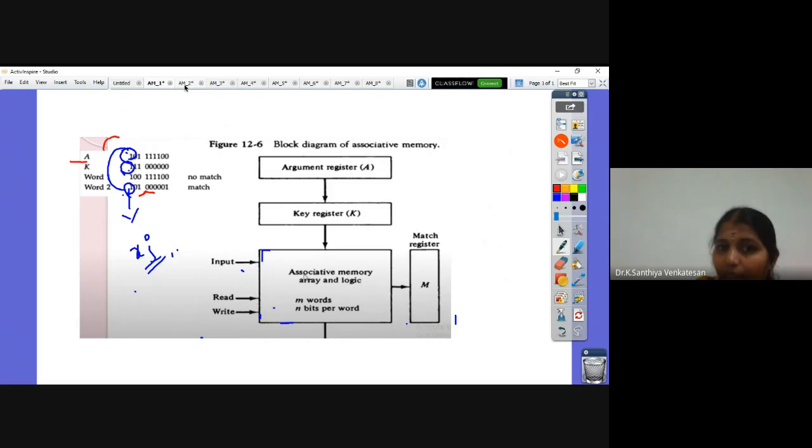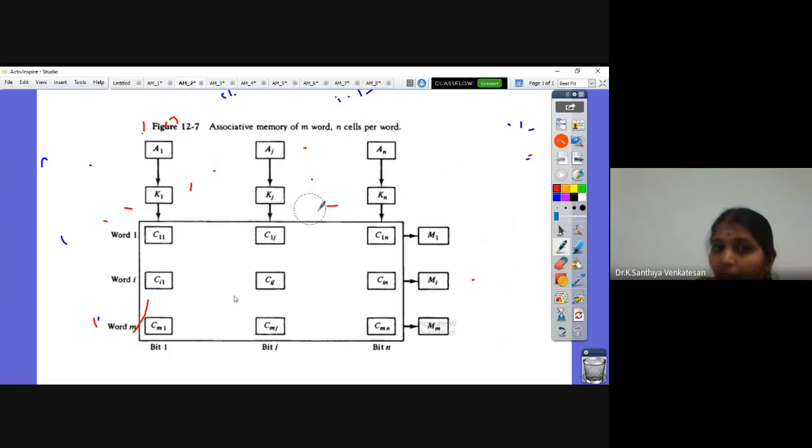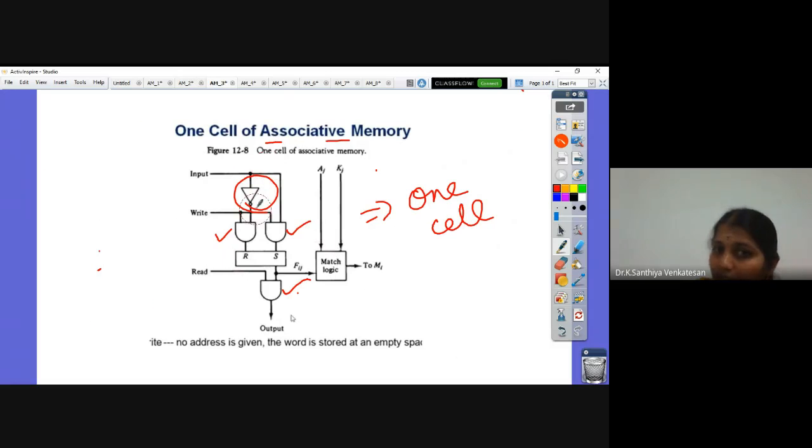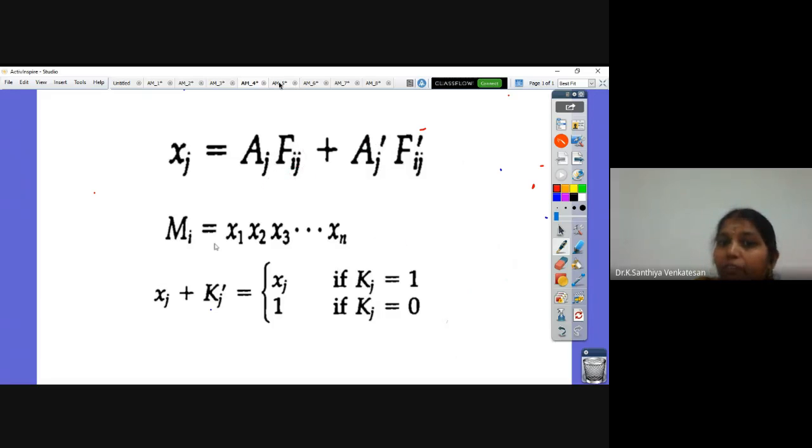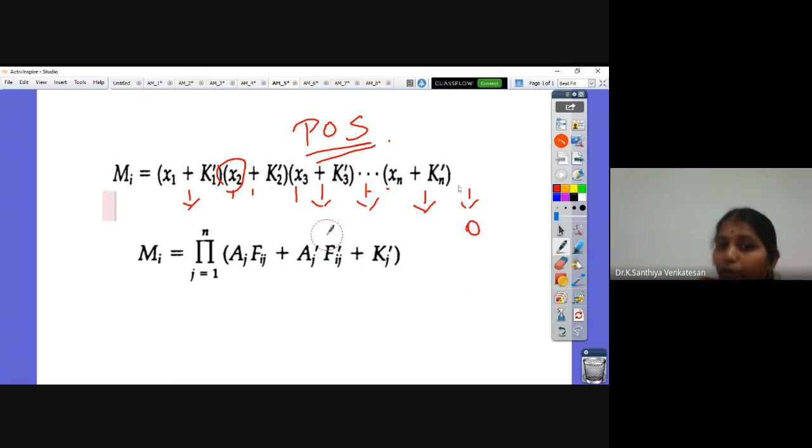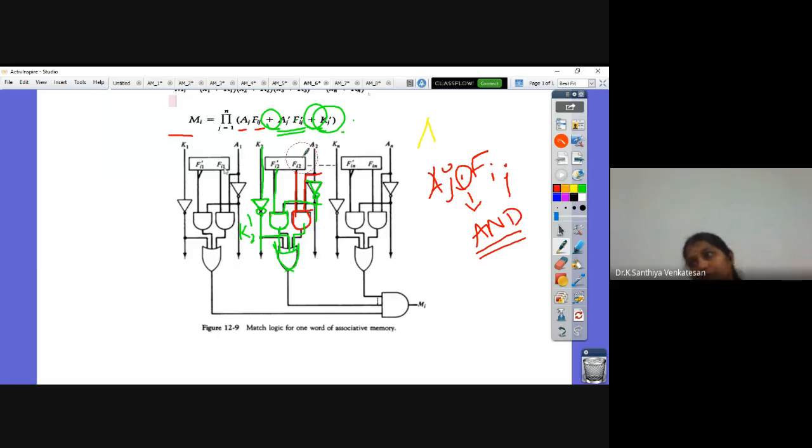And for an individual cell, you need to represent how the memory words are stored, how the cells are compared, and you have to mention the logic circuit of a single cell. Finally, you have to do the match logic, write out the expression, and match this expression with the circuit diagram. Finally, you can write about the read and write operation. That's all about the associative memory.